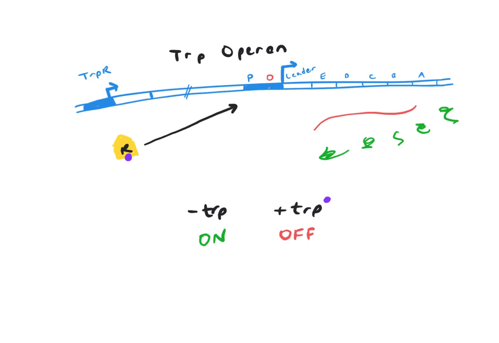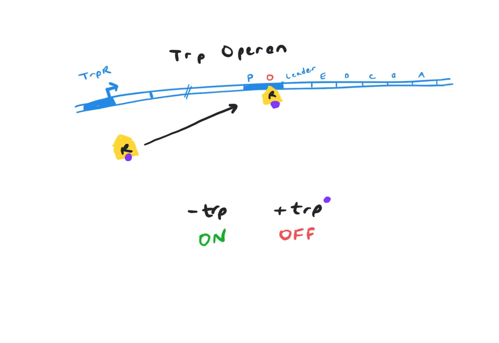So when the repressor has changed shape upon binding to the product, tryptophan, it can bind to the operator, and that's going to block transcription from this gene. And so you're not going to make the transcript, the mRNA, and you're not going to make the proteins, and the cell's going to stop making tryptophan because it has enough.